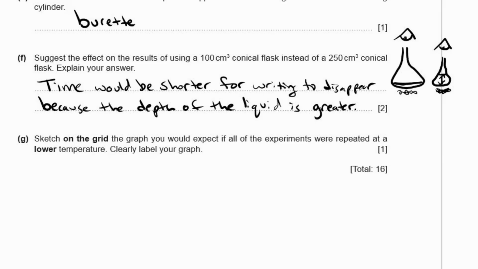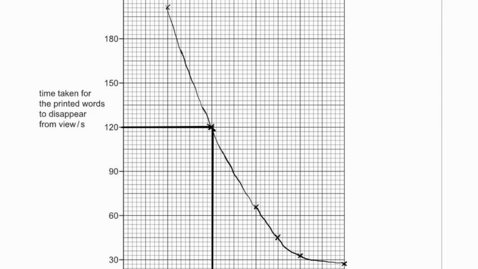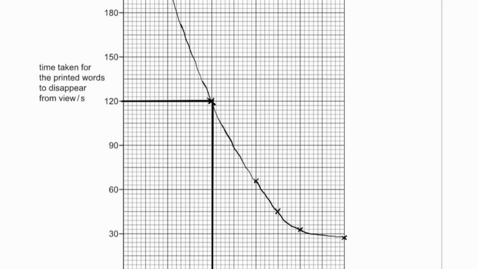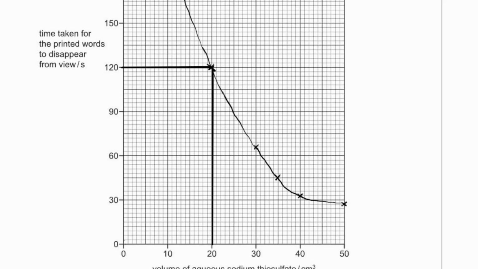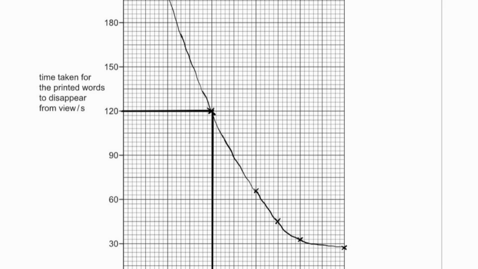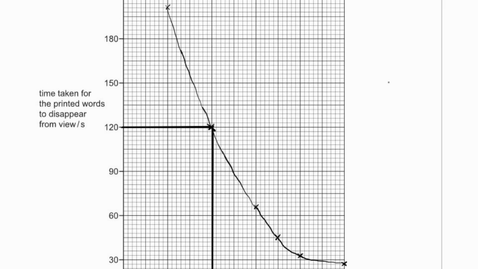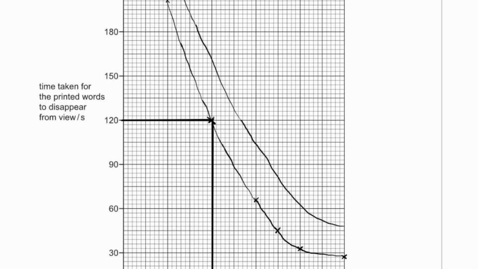G. Sketch on the grid the graph you would expect if all of the experiments were repeated at a lower temperature. Clearly label your graph. If the temperature is lower, then it takes longer for a reaction to take place. So if it took 30 seconds at 50 centimeters cubed of thiosulfate, then it will probably take longer. It will be the exact same curve, it will just be slower. So this is my sketch of my curve at a lower temperature. This is my lower temperature curve.